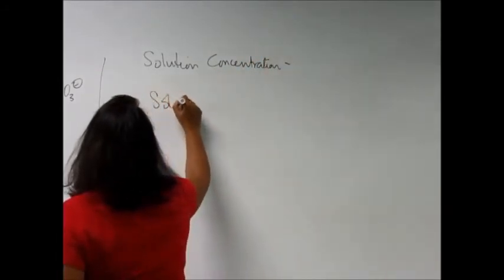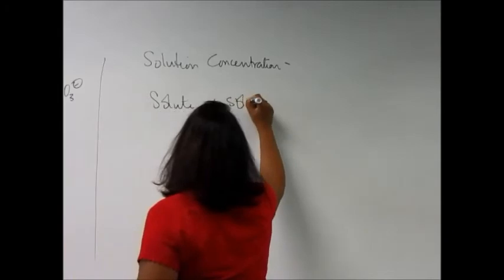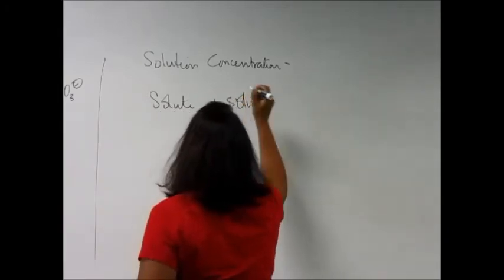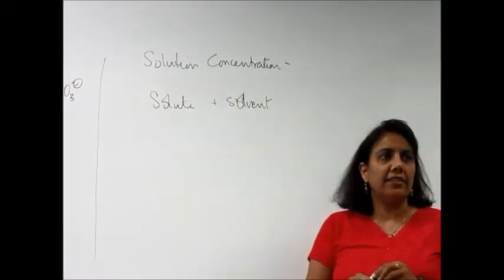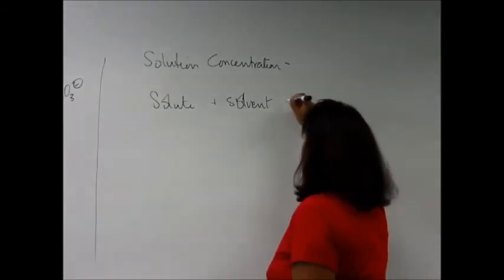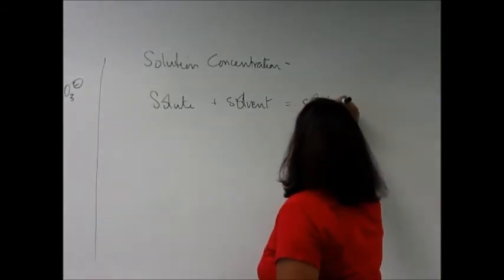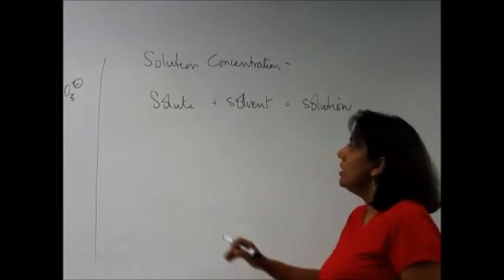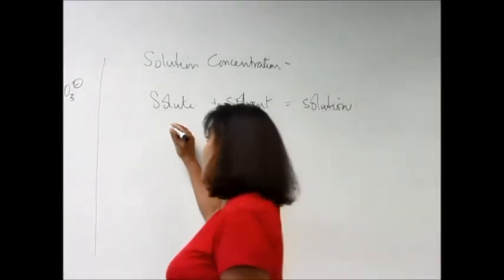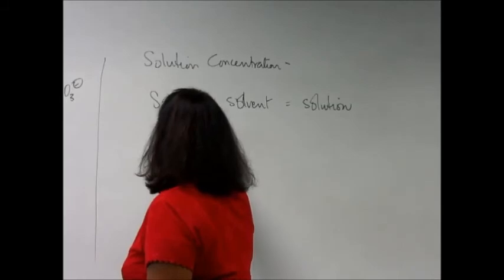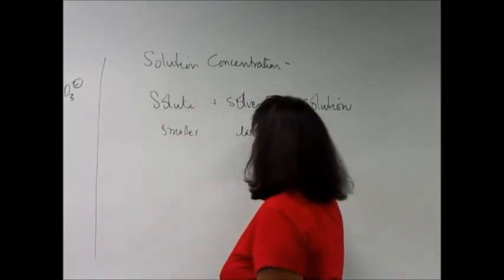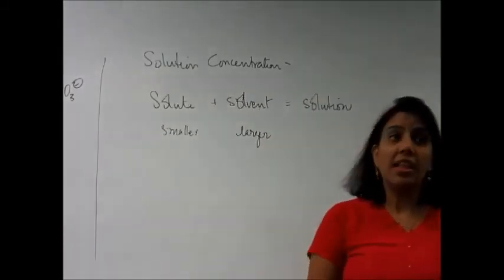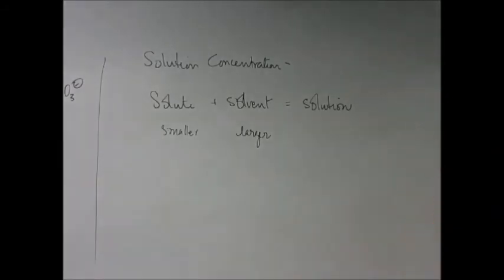So solute plus solvent. I feel like I've done this before. Yes, I think I have. Okay, it's not just yesterday, but yeah. Is equal to a solution. Solute is usually the smaller amount, and solvent is usually the larger amount. And if I have done this before, then I must have mentioned to you that you can have any kind of solute or solvent. It doesn't have to be liquid or solid, it could be liquid.